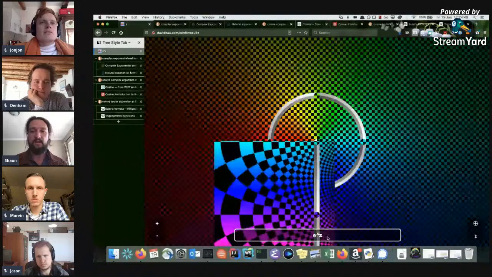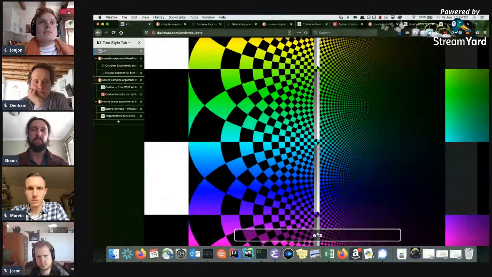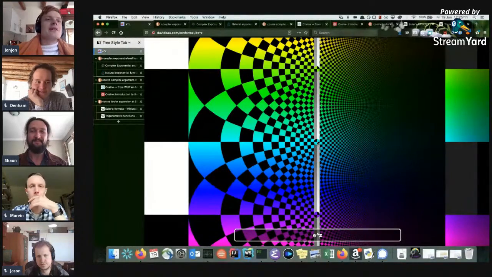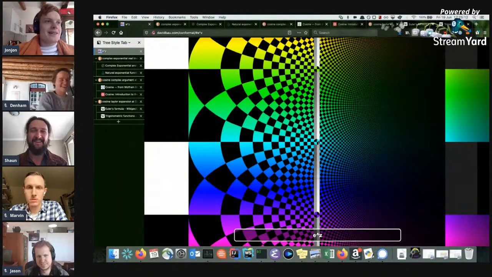But if I go e to the iz, then we see something kind of cool happen. The unit circle gets turned into a straight line. In fact, all circles get turned into a straight line. Wait, is that right? No, wait, I retract that statement. I can't remember exactly what some of the rules are around this. You can't retract statements on a live stream. Sorry, Shaun. It's going to live on forever, dog.